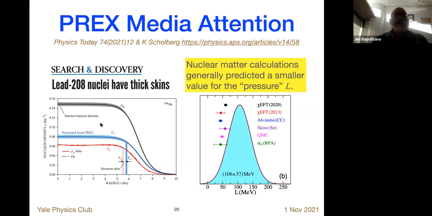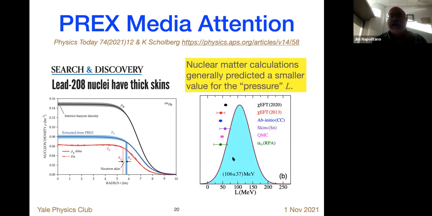Physics Today published this particular view here of the distribution. We measured this difference in here between the skin thicknesses, but here's the reason people care very much over here. These are a number of calculations of what that symmetry pressure L is in different types of nuclear matter calculations. Our result is here. So we disagree with those quite a bit.